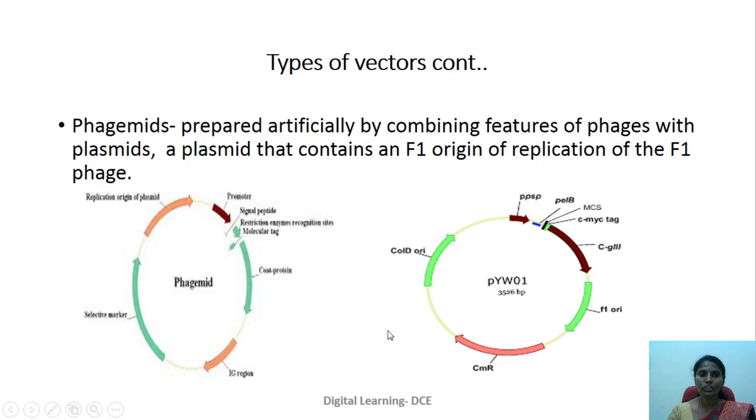Then coming to the fourth type of vector, that is phasmid, which is prepared artificially by combining features of phages with that of a plasmid. It is a plasmid that contains F1 origin of replication. The example for phasmid includes pYWO1, where we can observe the F1 origin of replication of the F1 phage.